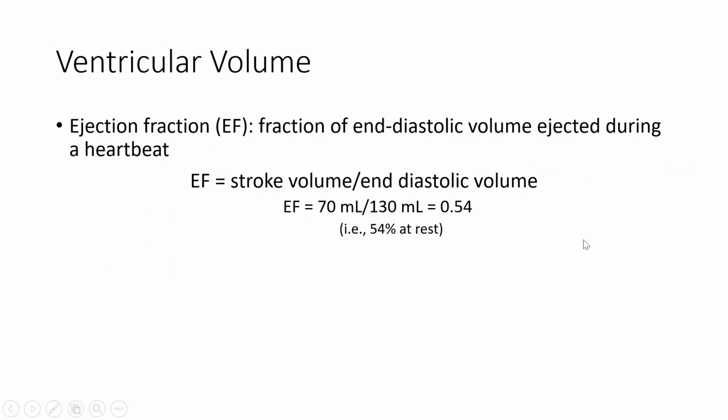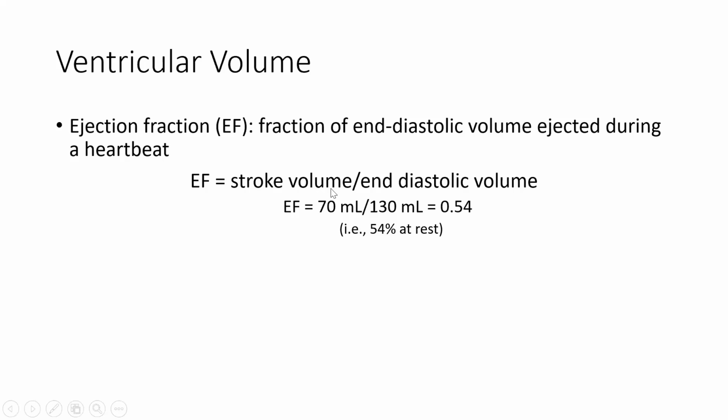Okay. And then from those values, we can now think about the ejection fraction. So the ejection fraction is a fraction of the end diastolic volume ejected during a single heartbeat. So if we took our stroke volume, which is how much blood actually left that chamber, how much was ejected, and we divide that by the total amount of blood that we filled in that chamber to begin with, it will give us a percentage of how much the chamber actually empties, right?